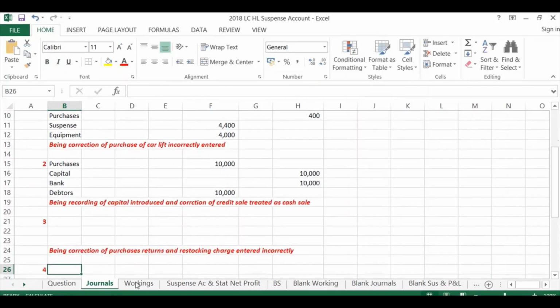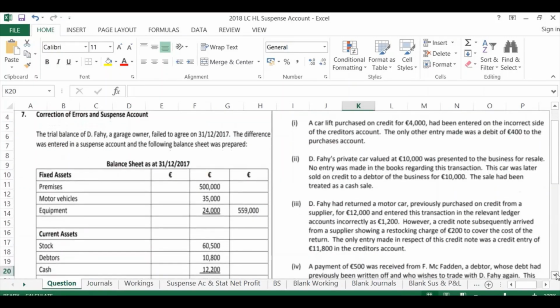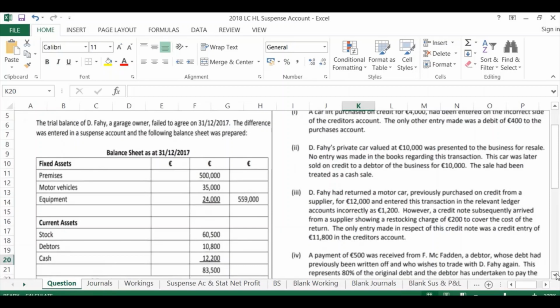Okay, on to entry number 3 now. It says D. Fahy had returned a motor car. Okay, so it's purchases returns we're talking about. Previously purchased on credit from a supplier for 12,000 and entered this transaction in the relevant accounts as 1,200. However, a credit note subsequently arrived from the supplier showing a restocking charge of 200. So we were charged 200 for returning these goods. The only entry made in this respect was a credit entry of 11,800 in the creditors.